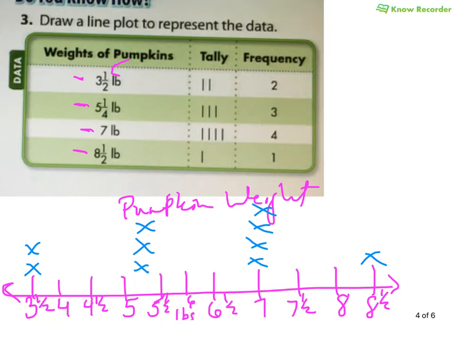And now you could ask tons of questions. Which weight happens the most often? 7. Why? Because most of the pumpkins are 7 pounds. How many pumpkins are less than 7 pounds? Well, here's 7, less than it. 1, 2, 3, 4, 5.